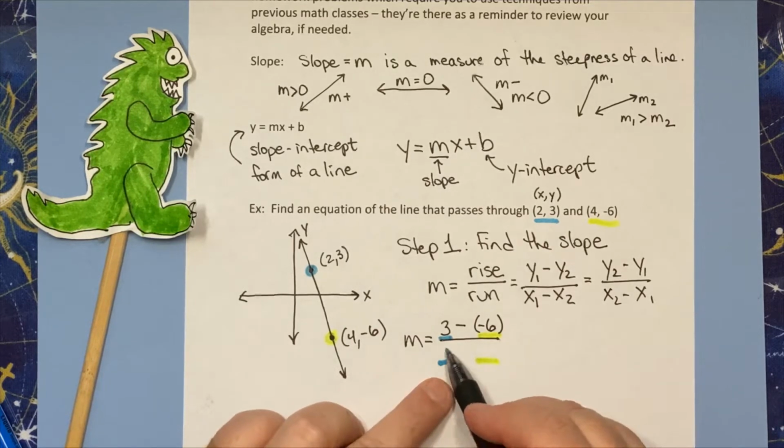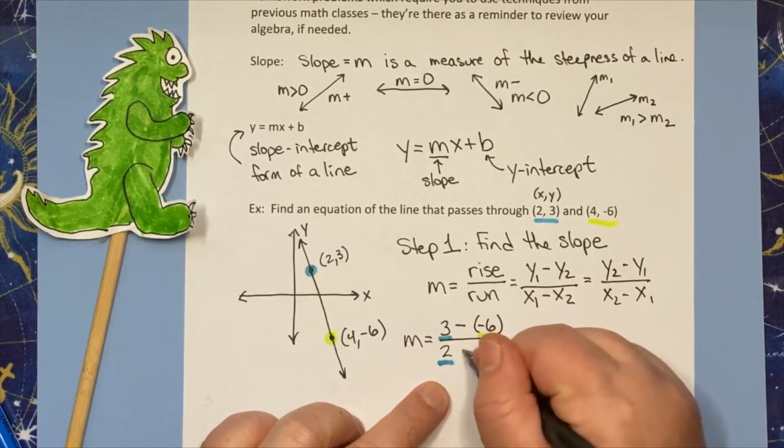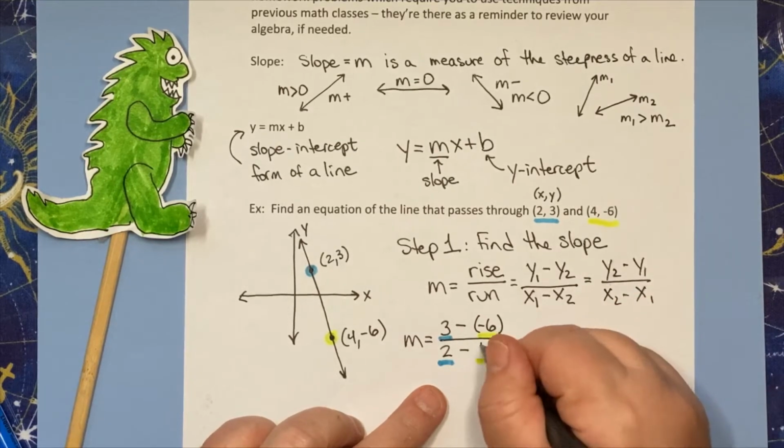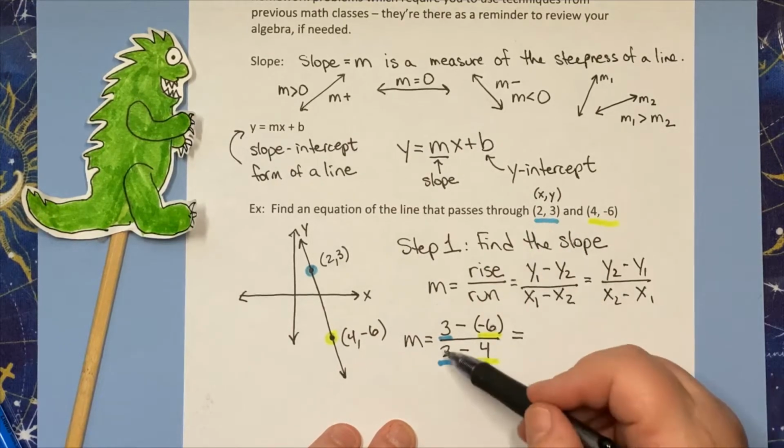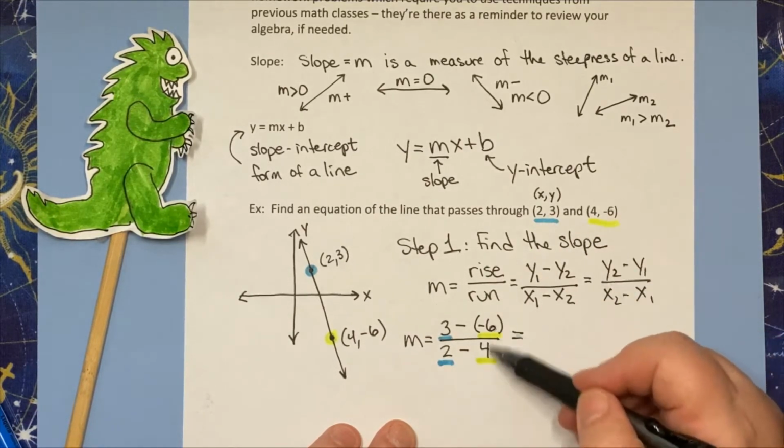So let's see, the blue X was 2 minus, and then the yellow X is 4. See how I did that? I found the difference in the Y's and the difference in the X's. And 2 and 3 go together. 4 and -6 go together.